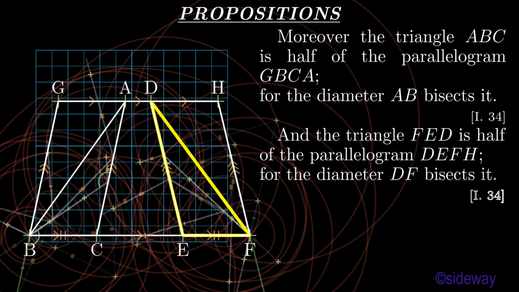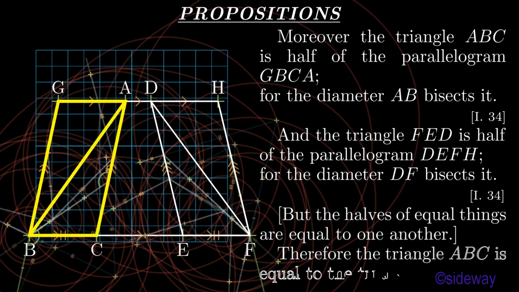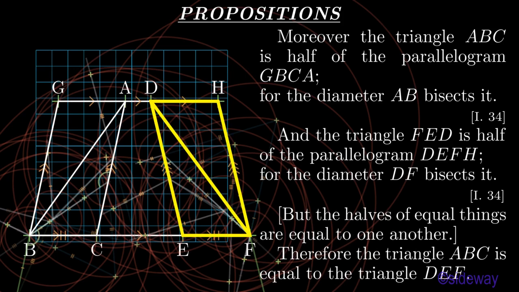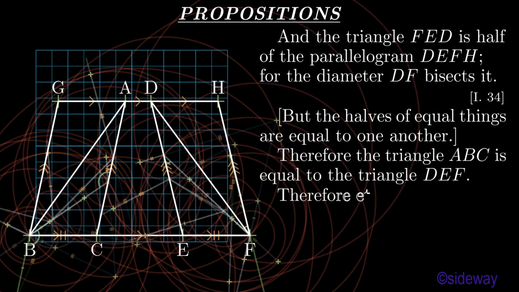And the triangle FED is half of the parallelogram DEFH, for the diameter DF bisects it. By Book 1 Proposition 34. But the halves of equal things are equal to one another. Therefore the triangle ABC is equal to the triangle DEF. Therefore, etc. What was to be shown.